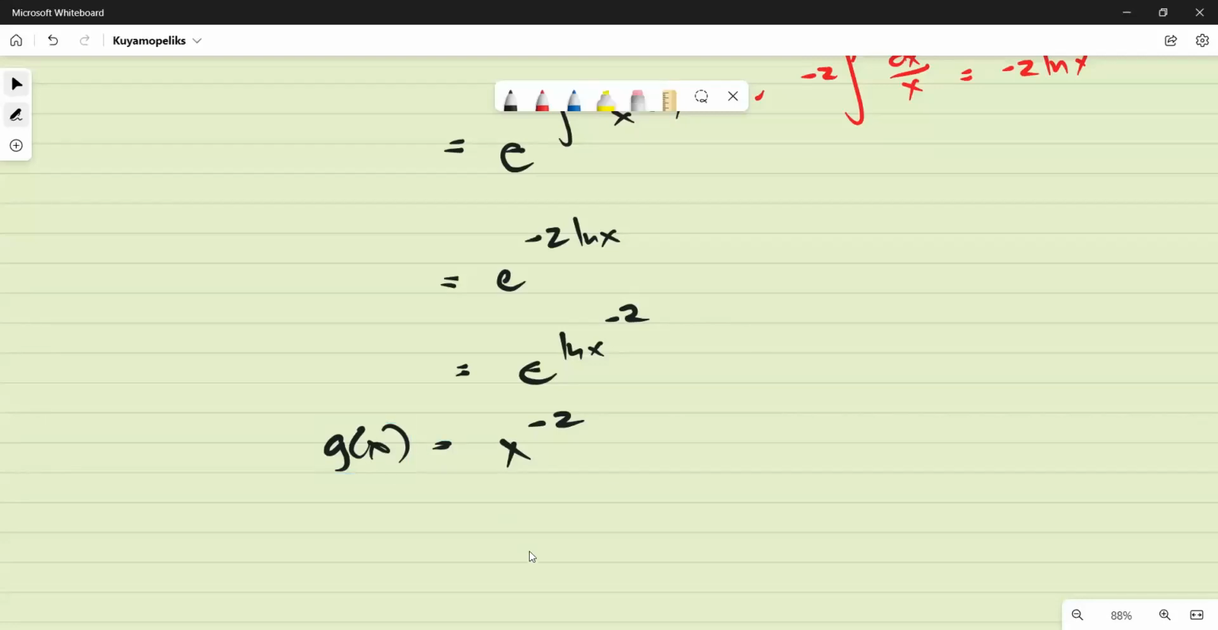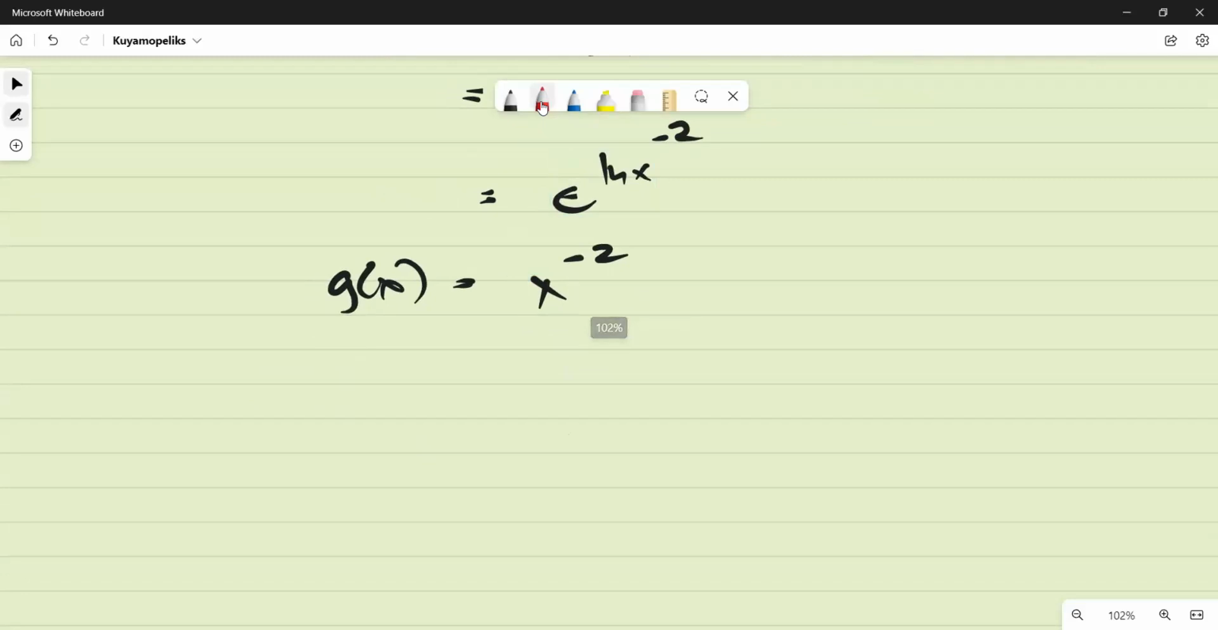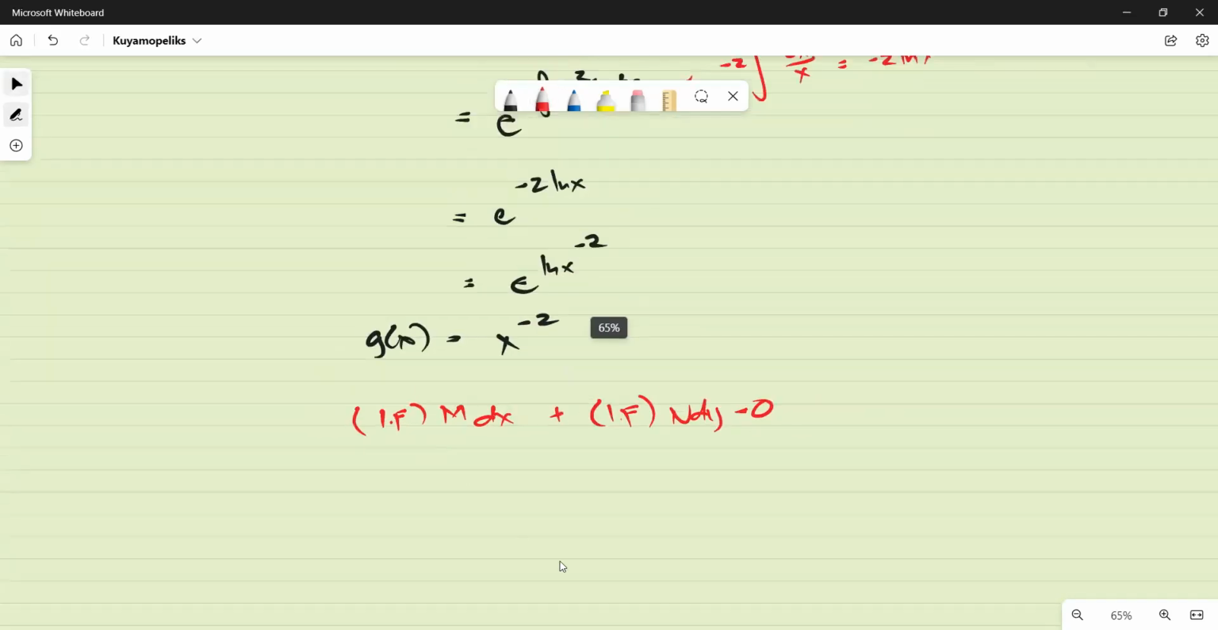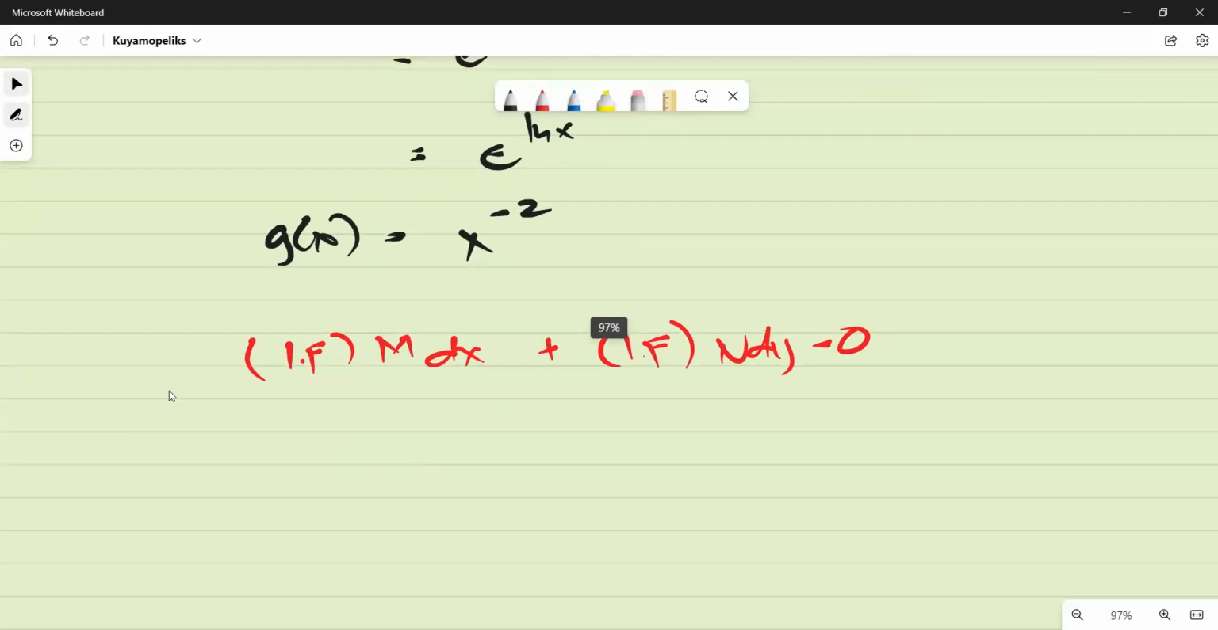So we have our g(x) already. Now, next step is to multiply this integrating factor into our M dx plus the integrating factor into N dy is equal to 0. Okay? So how does this integrating factor work? It only works as long as the equation is equal to 0, since when you multiply an integrating factor to 0, it's still 0.